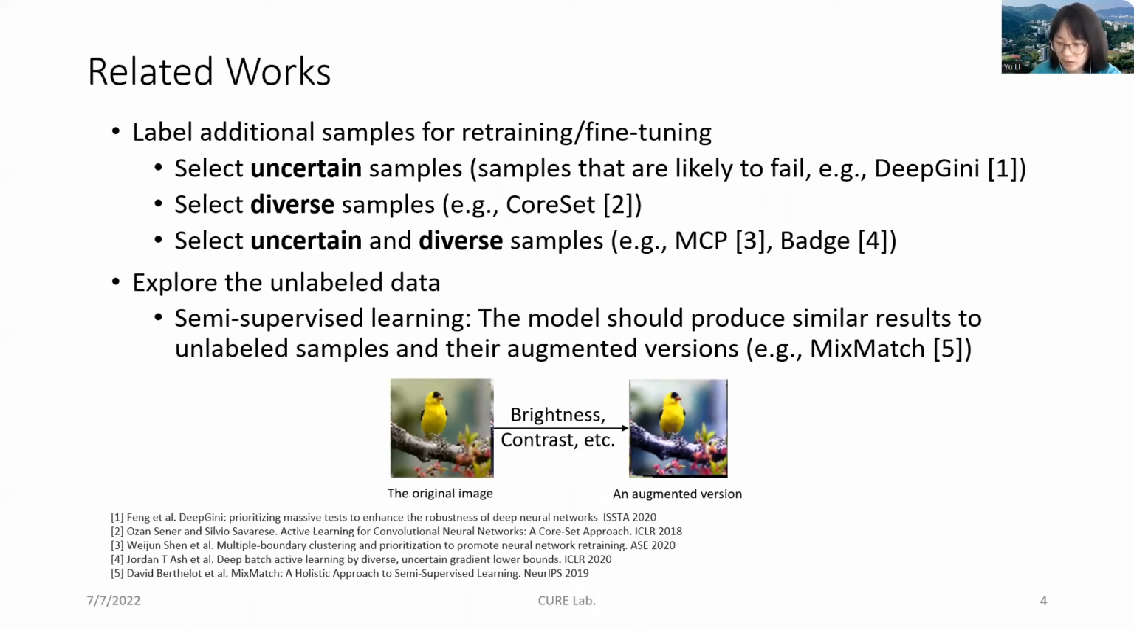Alternatively, with a large amount of unlabeled data, semi-supervised learning is an effective solution for model improvement. For example, MixMatch improves the model accuracy by encouraging the model to have consistent prediction on each unlabeled sample and their augmented version. For example, this is an augmented version of the bird. They have similar semantic meanings, so the model should produce consistent results for them.